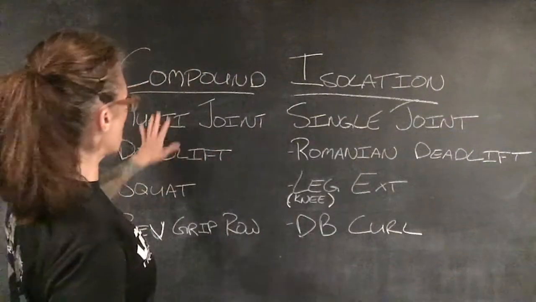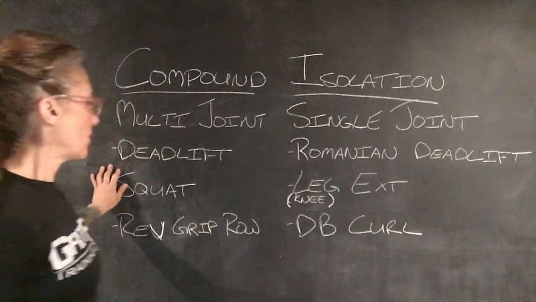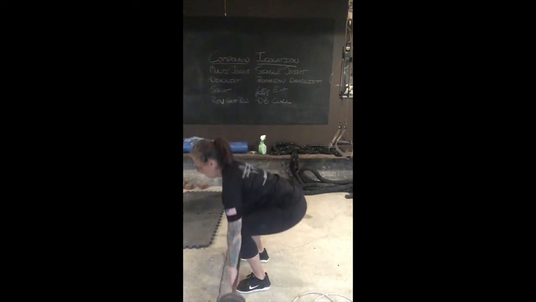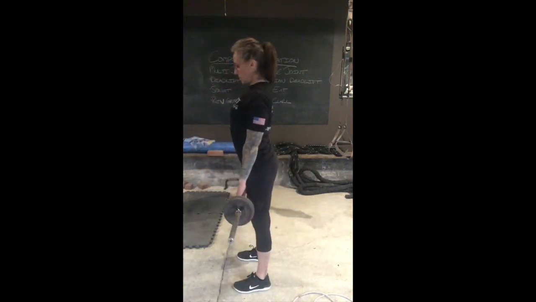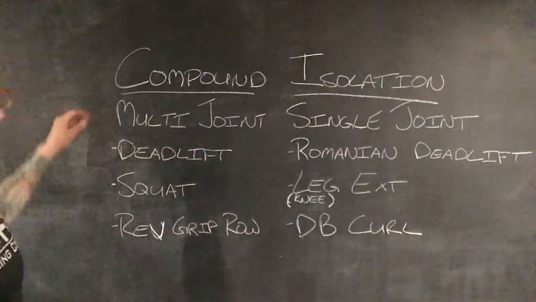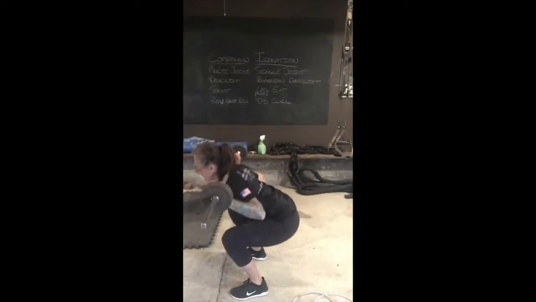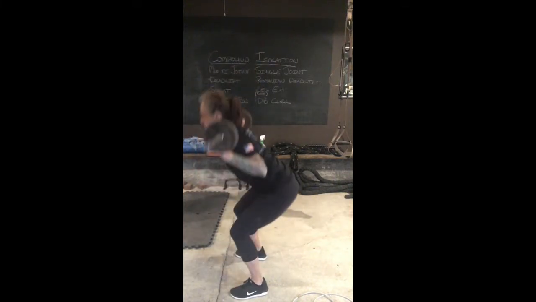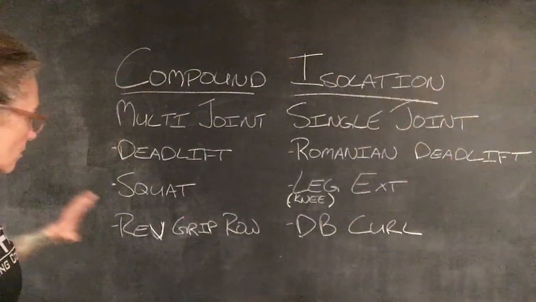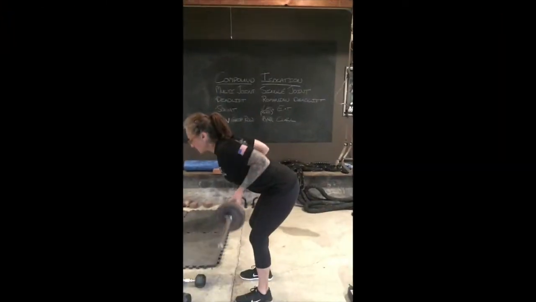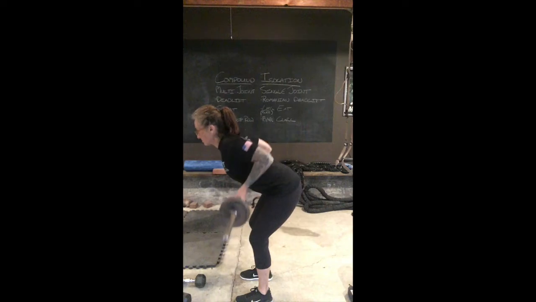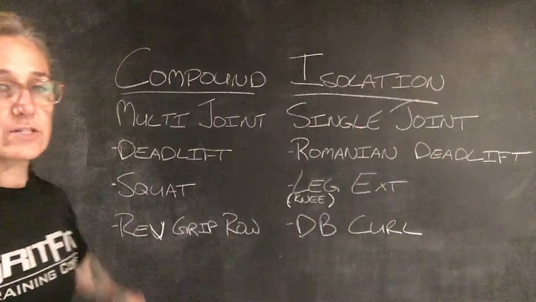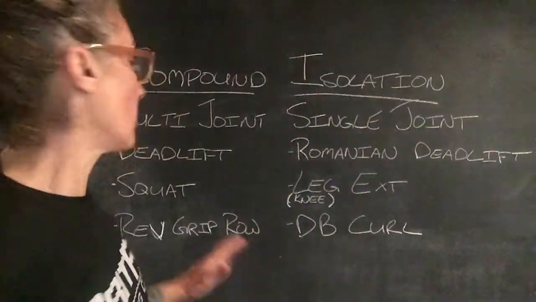So some examples of a compound exercise are the deadlift, the squat, and the reverse grip row. As you can see in these three exercises, there are multiple joints in action.